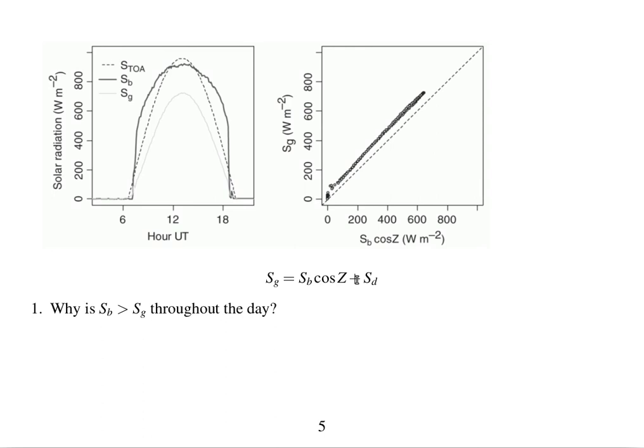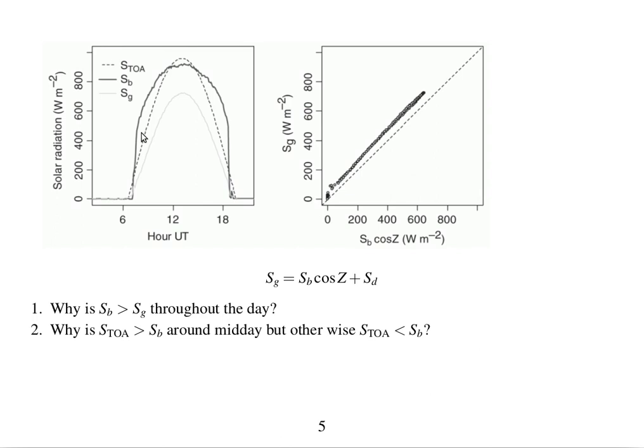These measurements are at Reading, which is in the mid-latitudes, quite high latitude, so cos Z can be quite small. In order to get SG from SB and SD, you have to multiply SB by cos Z. The diffuse is small because this is a sunny day, so most of the solar radiation is coming directly from the sun. So SD is small, and SG turns out to be much smaller than SB throughout most of the day.